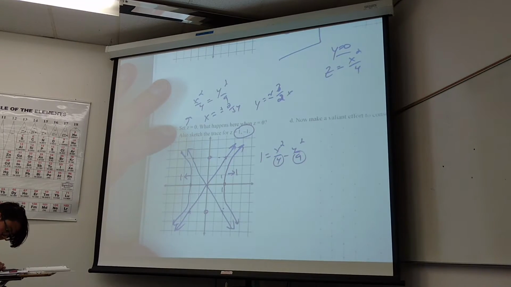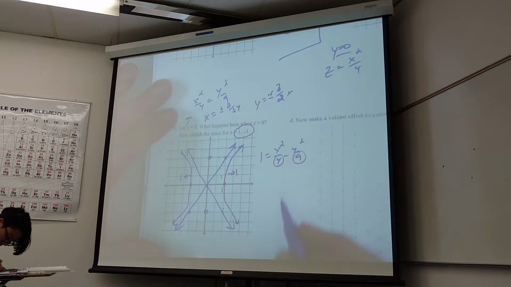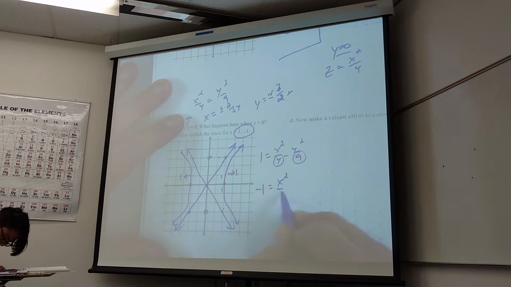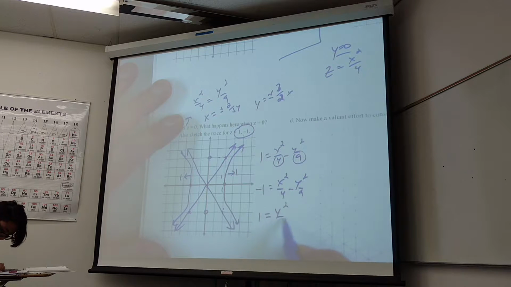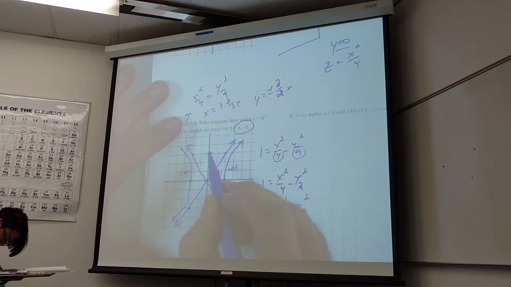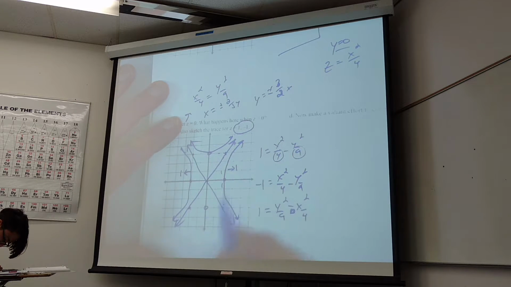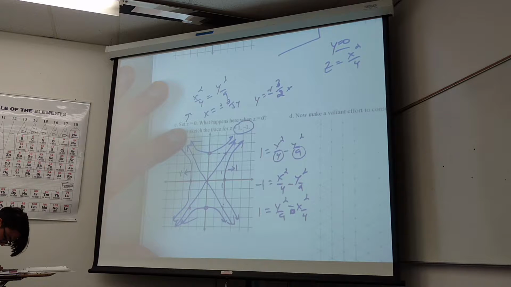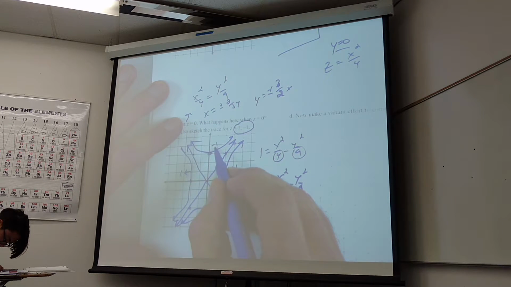What if z is negative 1? What happens? It's going to be sitting on the y-axis, because now I have negative 1. I have to multiply by negative to get it in the right format, so it becomes a minus. Now it's sitting on the y-axis. So now it's just going to be like this. Is that cool? So this will be negative 1.